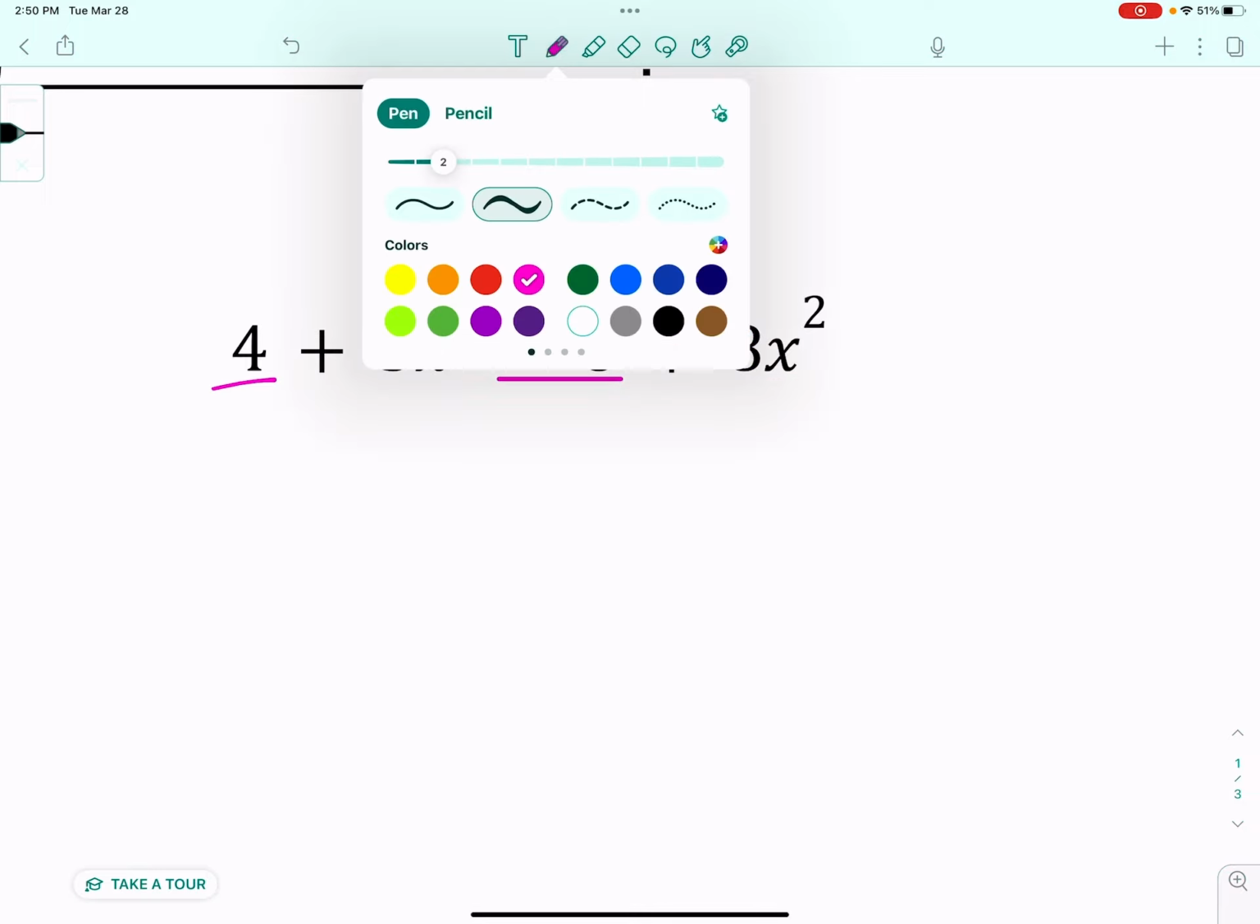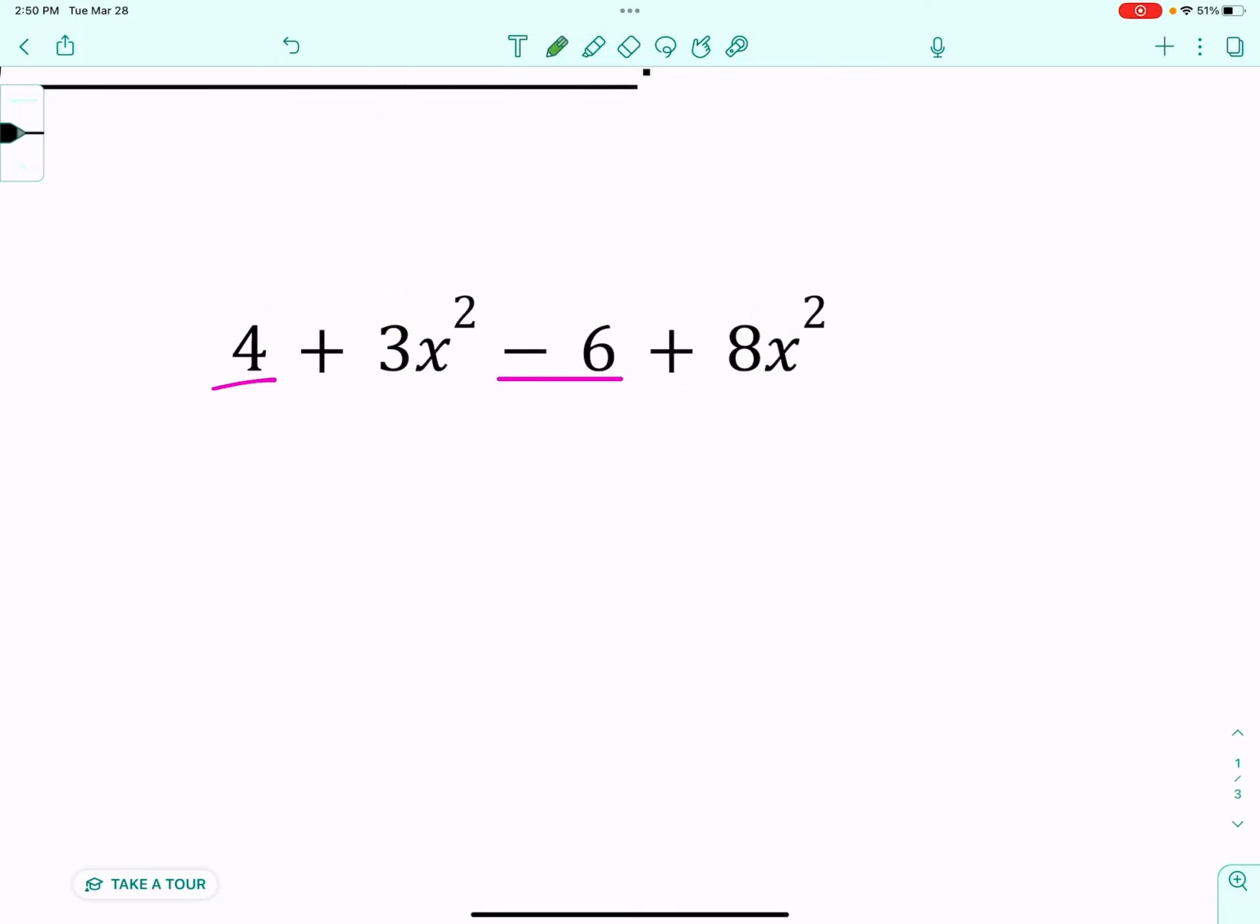So now I'm going to take a look at my other two terms. I have a positive 3x squared. So I can only combine that with other terms that have an x squared and only an x squared in them. When I look at my terms, the only one left to analyze is the last one. I have an x and it's squared, just like that 3x squared. So those two also count as like terms.